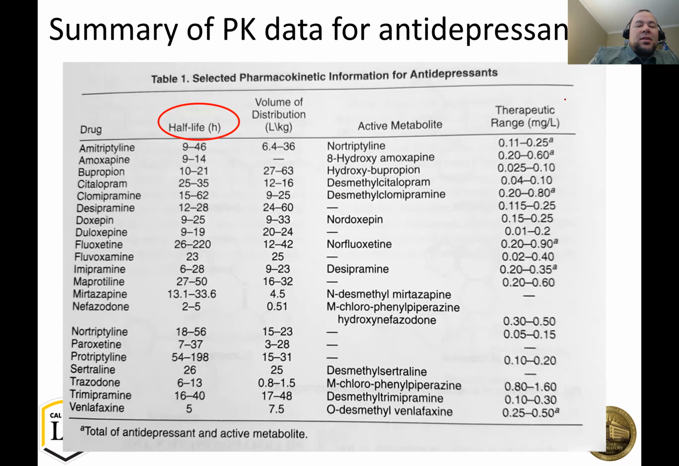So looking at the half-lives, you can see a wide variety of half-lives for all the medications that are out there, and these aren't all of them, of course, but this is what's in your textbook. We get some volume and distribution information, active metabolites, and therapeutic ranges, which is useful.